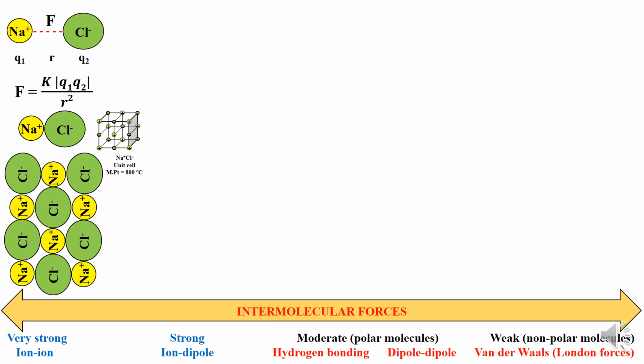So sodium chloride has a high melting point of around 800 degrees Celsius, and this shows the strength of the bond between the oppositely charged ions. So this is an example of ion-ion interaction. So I explained the ion-ion interaction with respect to sodium chloride, and it's a very strong force of attraction.